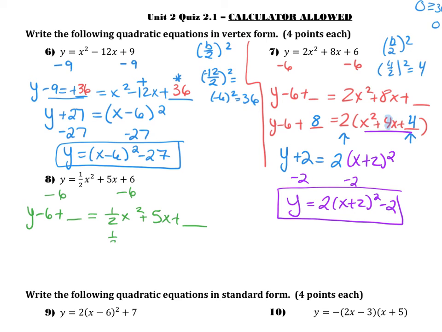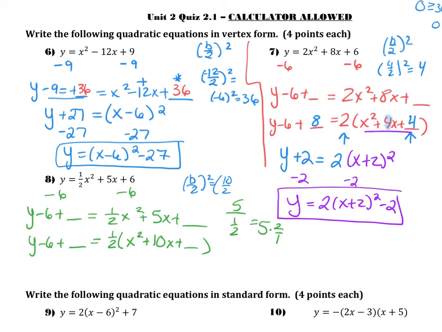So now when I go to factor out this 1/2, remember when you're factoring out, you're actually dividing. So if I do 5 divided by a half, I get 10. Because when you divide by a fraction, you're multiplying by the reciprocal. So keep that in mind. So now I'm going to do half of b squared, which would be half of 10 squared, which would be 25. So I'm going to put 25 here. Then I've got to do 25 times a half, so over here is actually going to go 12.5.